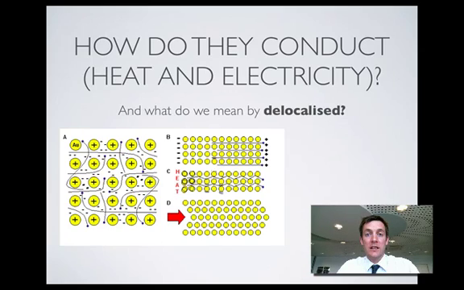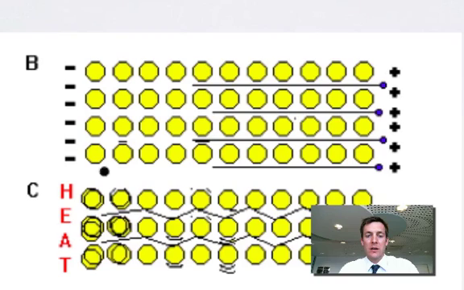Why do they conduct heat and electricity? Well, that's also to do with the fact that electrons can move around. This diagram here is showing all the electrons moving in one direction. They've actually shown a negative charge here and a positive charge as if this was in a circuit. So all the electrons are moving towards the positive end of the battery because they're negative and they're attracted to positive charges. So the fact that these electrons can move allows metals to conduct.